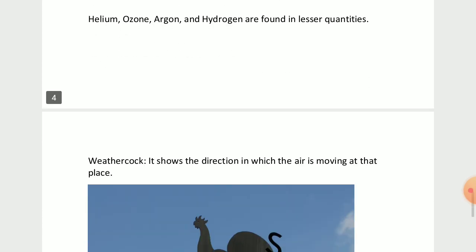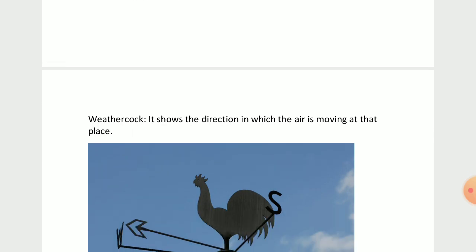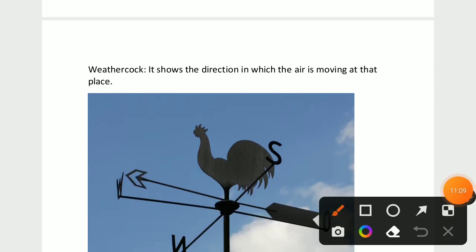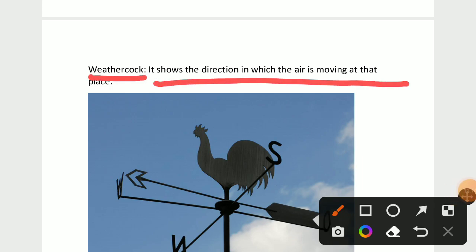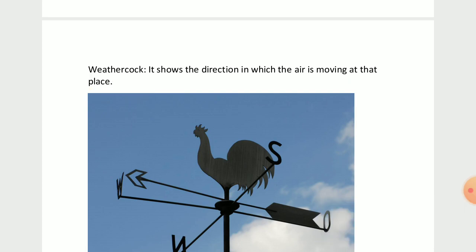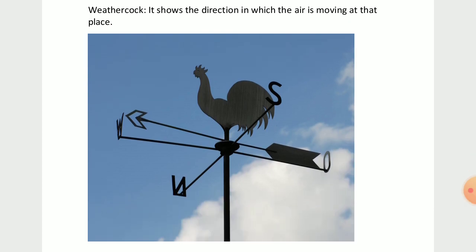Now let's see about the weathercock. This is the last topic of air around us. The weathercock shows the direction in which the air is moving at that place. If the weathercock is located on top of the house and the air blows, it shows the direction in which the air flows. This is called a weathercock, and this is the image of a weathercock.